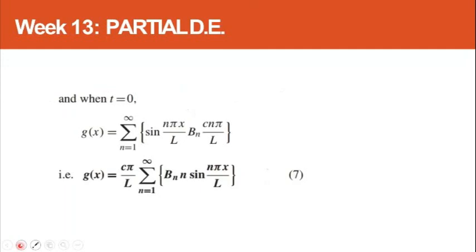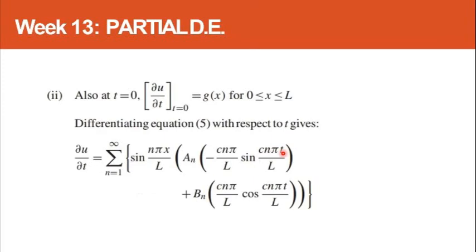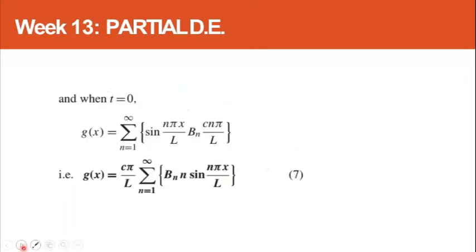So, with t equal to 0, which of these has the values of t? This becomes sine 0, and also here it becomes cosine 0, because the value of our t is 0. We simplify based on that, and we have g of x is equal to the summation of n equals 1 to infinity of sine n pi x over L, b sub n times c n pi over L.